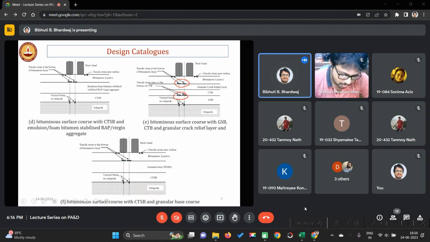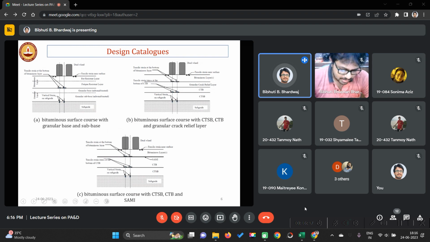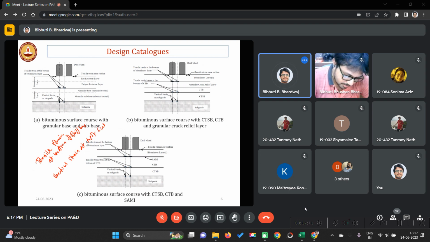And if you see here, some critical points are shown. So what are these critical points? Basically, 2 things are to be noted. One is tensile strain at the bottom of the stiff layer, and second is vertical strain at the top of the subgrade. This one leads to fatigue cracking and this one leads to rutting.